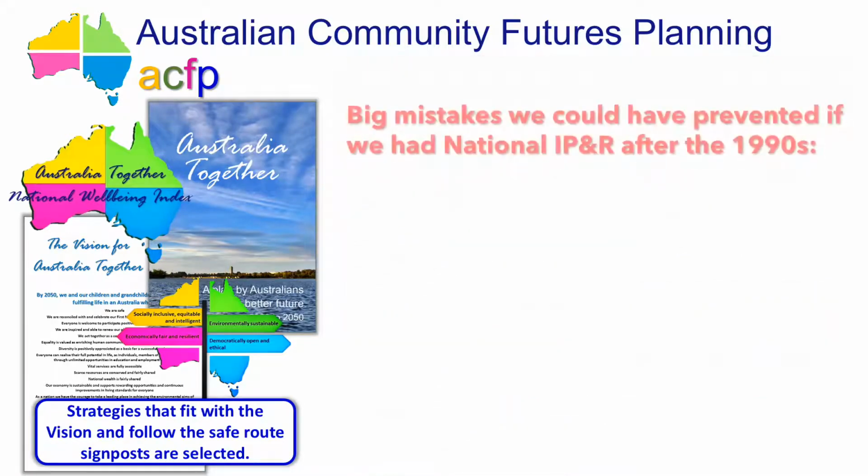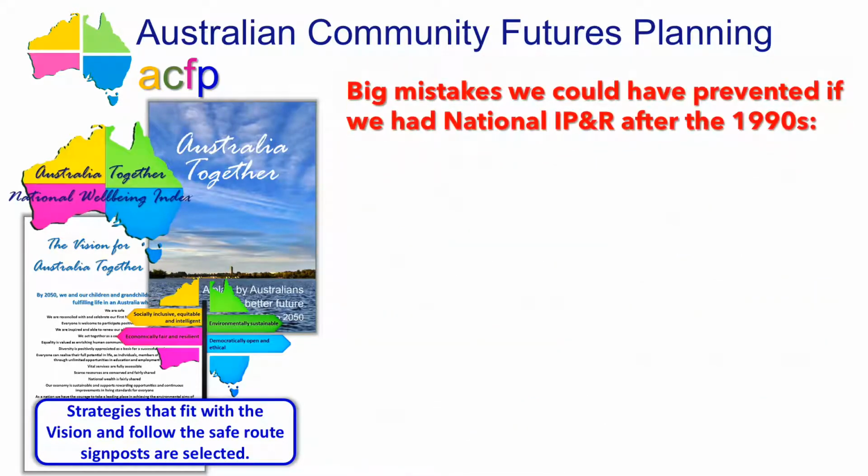Some of the weak strategies and big mistakes we could have prevented if we had had National IP&R 30 or even just 20 years ago include our foolish repeal in 2014 of the price we had put on carbon in 2012, a highly regrettable move which stopped Australia making enormous income from carbon permits trading in international markets and stymied us in our ability to reduce carbon emissions at the lowest cost.